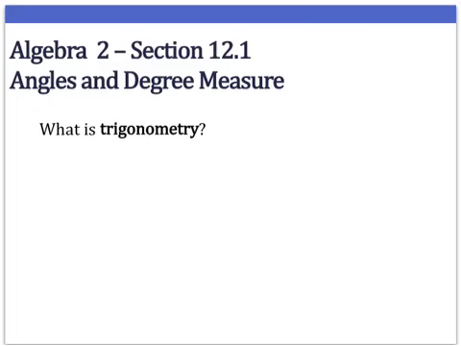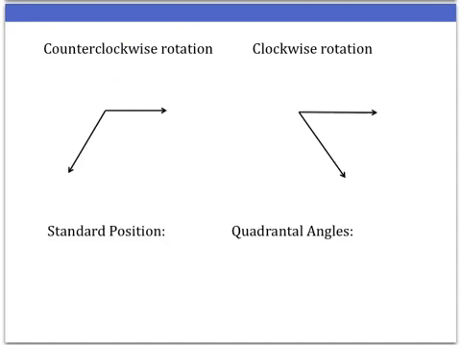Today we begin our study of trigonometry, and we are going to begin with defining what trigonometry is. Trigonometry is triangle measurement. So with trigonometry being the measure of triangles, we're going to focus on the measure of angles. We have two angles here, and we're going to discuss where we start measuring and where we finish measuring.